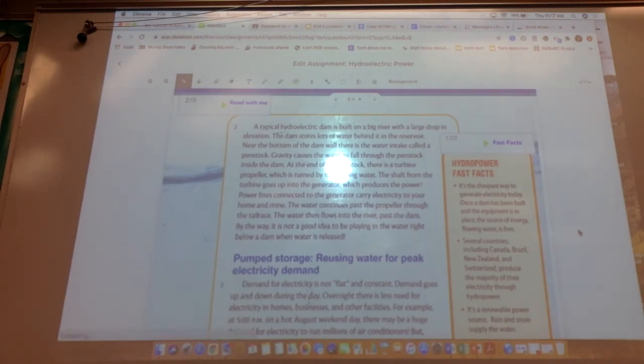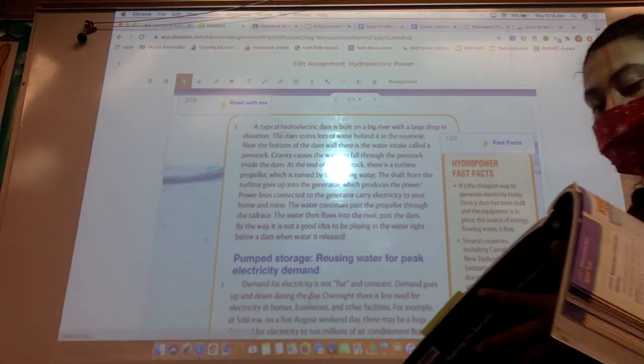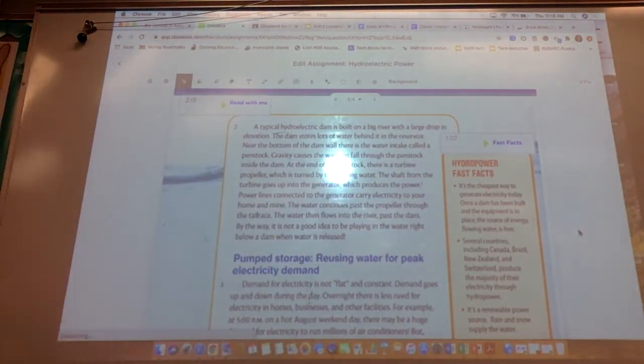A typical hydroelectric, ready? A typical hydroelectric dam is built on a big river with a large drop in elevation. The dam stores a lot of water behind it in the reservoir. Near the bottom of the dam wall, there is the water intake called a penstock. Gravity causes the water to fall through the penstock inside the dam. At the end of the penstock, there is a turbine propeller, which is turned by the moving water.